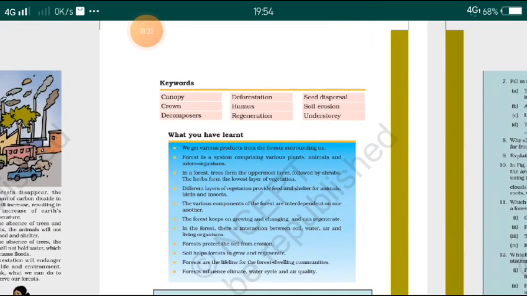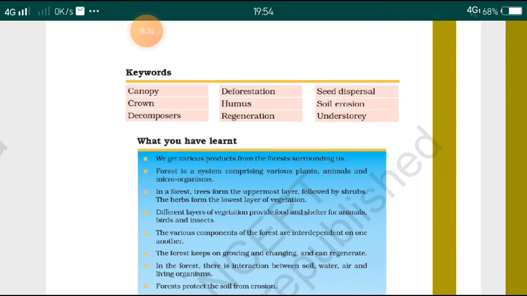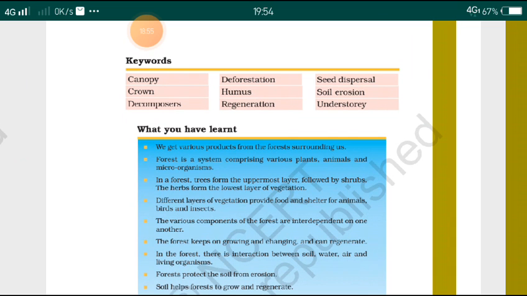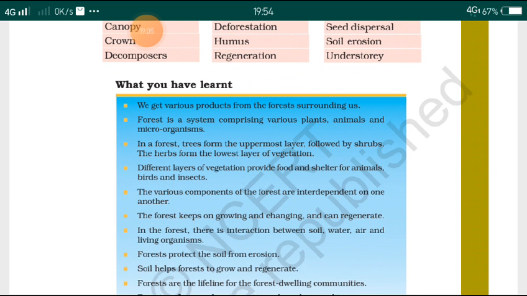देन यहाँ पे कीवर्ड्स हैं: कैनोपी, क्राउन, डिकम्पोजर्स. जो कीवर्ड्स हैं उसकी डेफिनेशन ही अंदर दी है. कैनोपी, क्राउन, डिकम्पोजर्स, डिफॉरेस्टेशन, हमक्स, रीजनरेशन, देन सीड डिस्पर्सल, soil erosion, then understory. What you have learned means that this is the summary of this chapter.